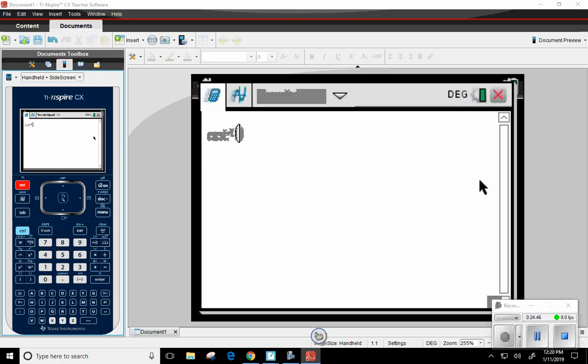What was this? Negative square root of 3. Negative square root of 3. And we said the answer was what? 150? 150. Okay. There we go. Is anybody having problems? Any questions? Okay.